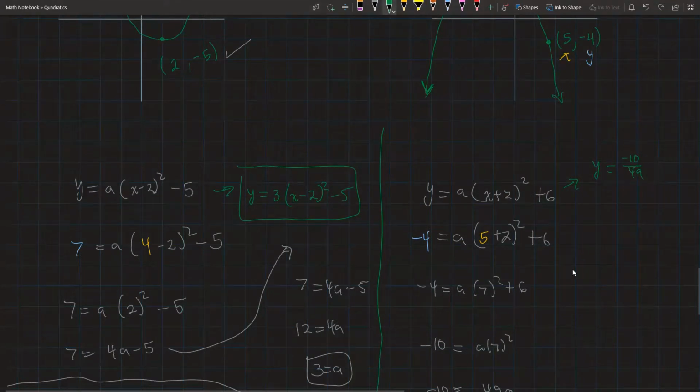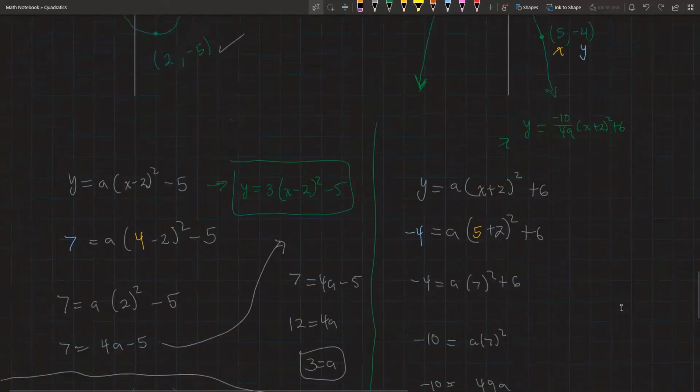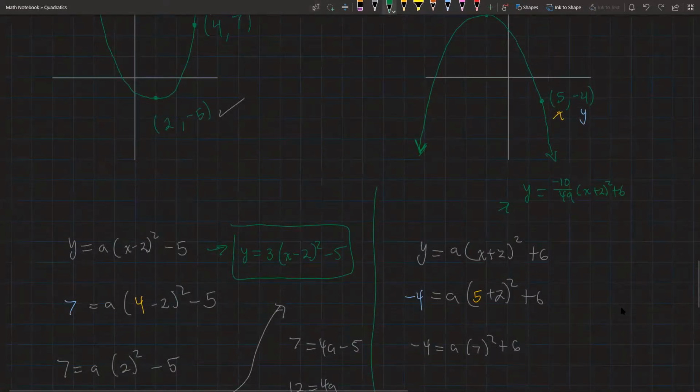Times something squared plus 6. And that something is x plus 2. I'm going to rewrite this somewhere because it doesn't look good right there. Let's move this right here. There we go. That should box my answer.